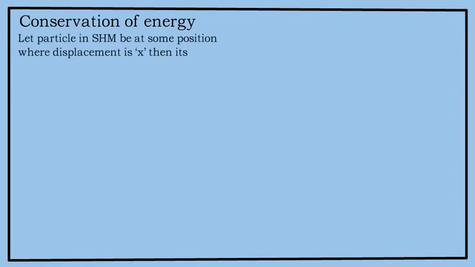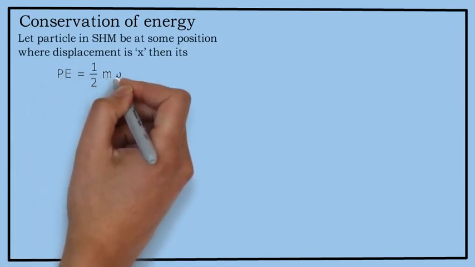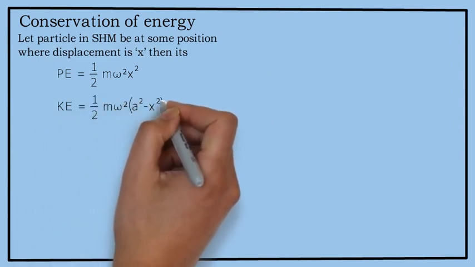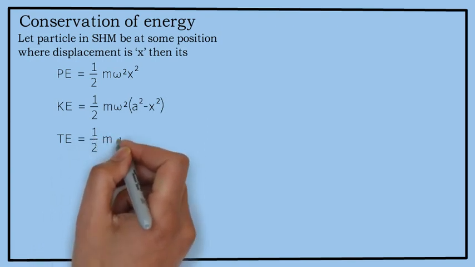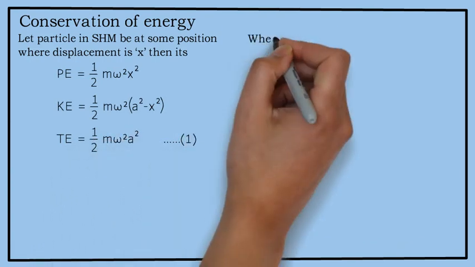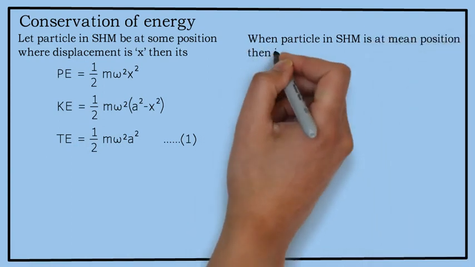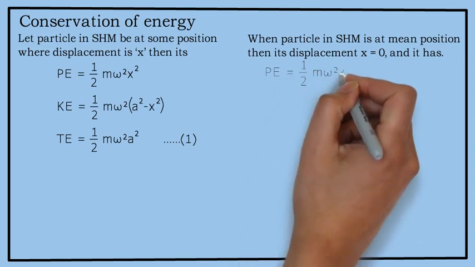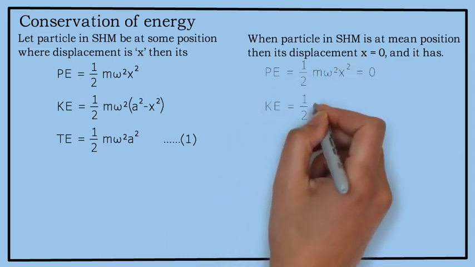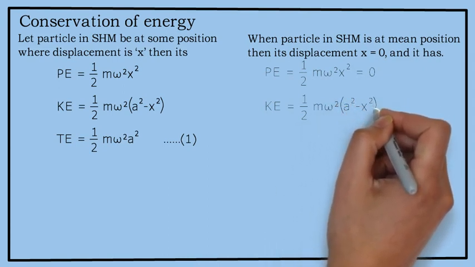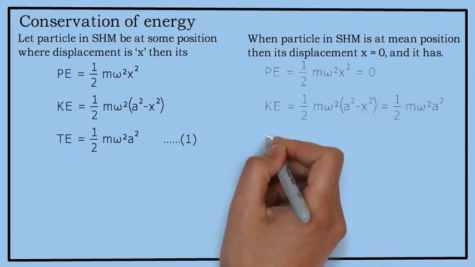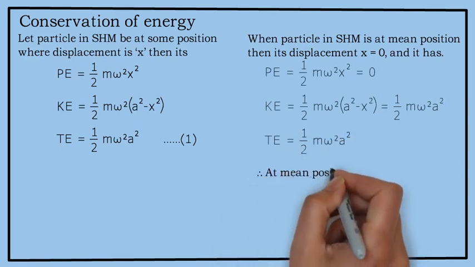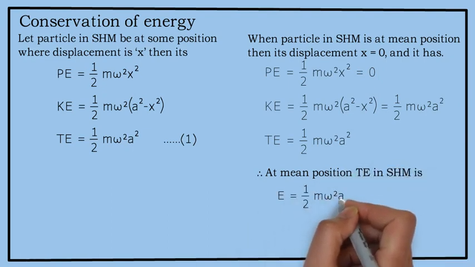Conservation of energy. PE is equal to half m omega square x square. KE is equal to half m omega square (a square minus x square). Total energy becomes half m omega square a square. When the particle in SHM is at the mean position, x is equal to 0, so potential energy is equal to 0. I put that value of x in the kinetic energy formula. I get kinetic energy equal to half m omega square a square. So the total energy becomes half m omega square a square. So at the mean position, the total energy is half m omega square a square.